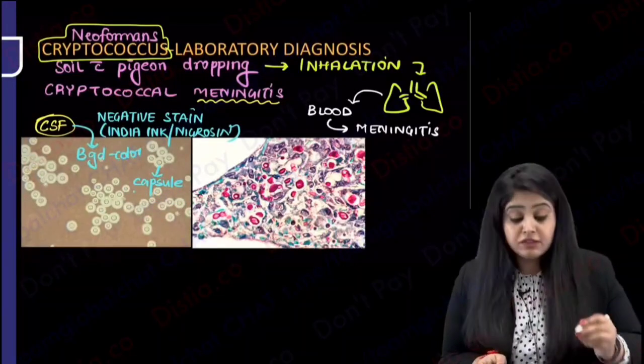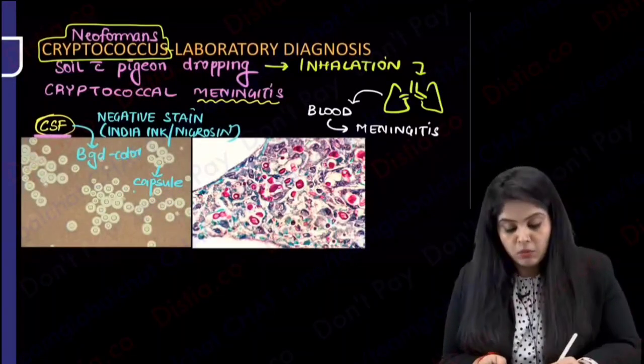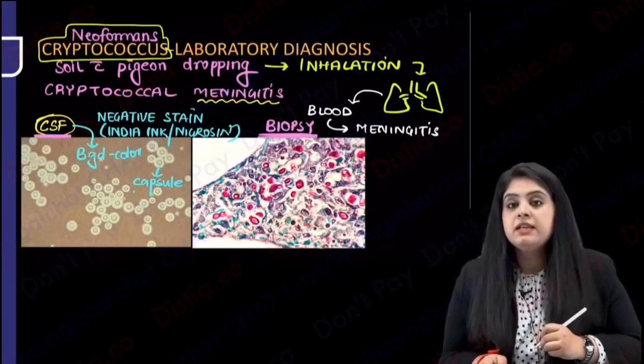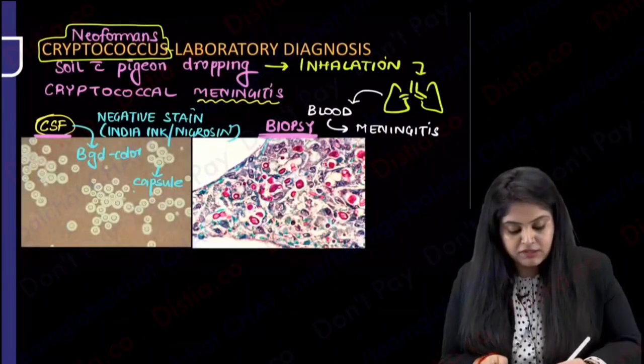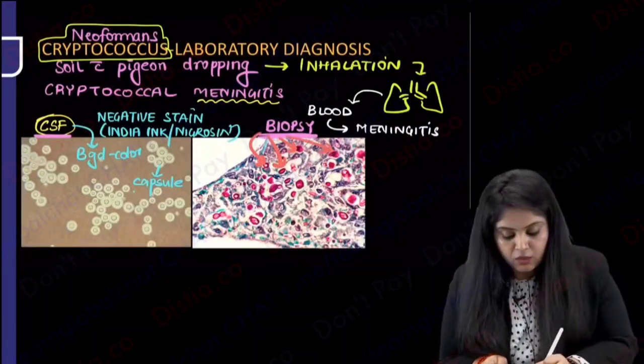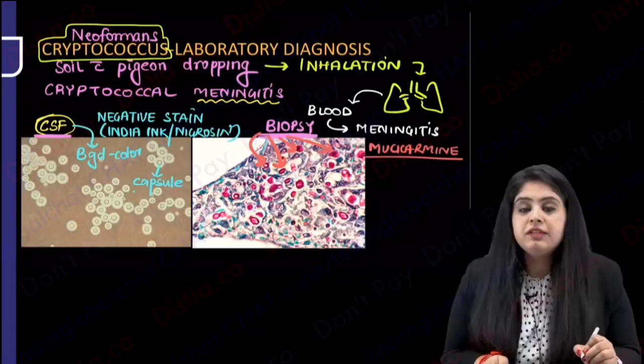Now on the other hand, this is if you were getting a CSF sample. What if you end up getting a biopsy sample? You know this question already. If you get a biopsy sample, what is the stain? Why is it looking so rose pink or this kind of a color? Because you have stained it with something known as mucicarmine.